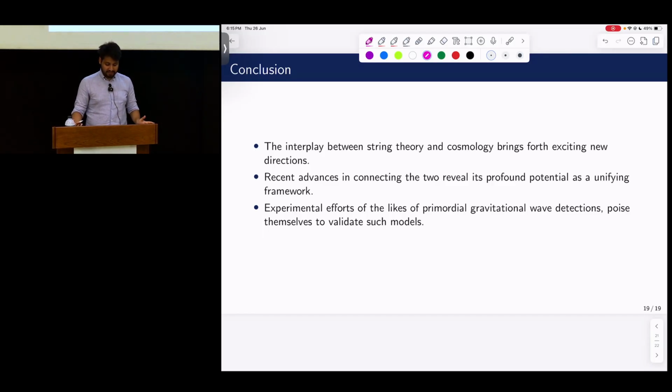So recently there have been a lot of advances in connecting the two, revealing their potential in both aspects. Because having a more robust UV-controlled framework would help. Inflation already gives you a lot of predictions in and of itself, but having inflation derived from something that is UV complete, there are effectively more predictions to be made. What can we get from the dynamics of the early universe? And experimental efforts like primordial gravitational wave detections poise themselves to get some validation experimentally as well, whether or not these models match with real life.